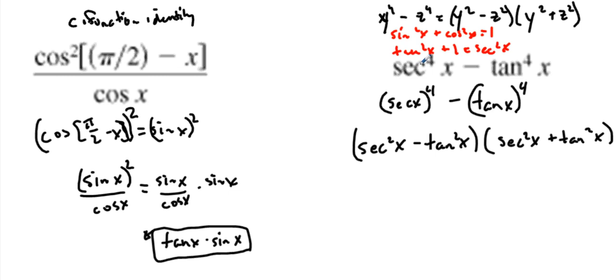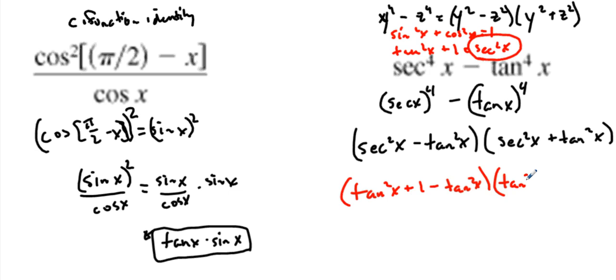So what I can do for every single one of these is, wherever I have a secant squared, I can input tangent squared plus 1. And that's what I'm going to do. I'm going to take this right here and put in tangent squared of x plus 1 minus tangent squared of x. And here, I'm going to put tangent squared of x plus 1, and I have plus tangent squared of x.